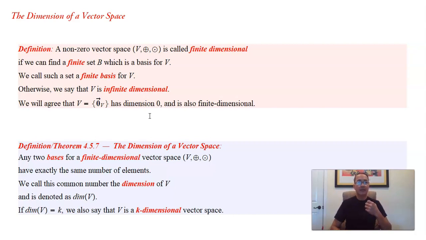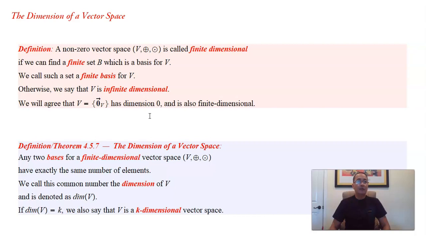We will agree that the space made of only the zero vector has dimension 0 and is therefore also finite dimensional. Now we are going to focus strictly on finite dimensional vector spaces. We'll mention an example of an infinite dimensional space in a minute, but we're not going to take it too seriously. Any two bases for a finite dimensional vector space must have exactly the same number of elements. We call this common number the dimension of V, and it is denoted as dim V.